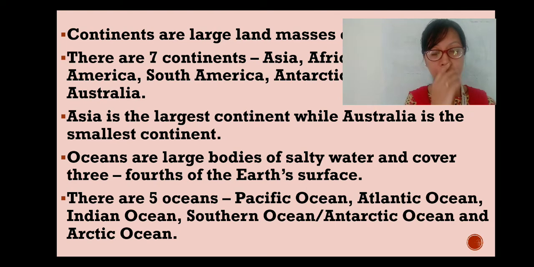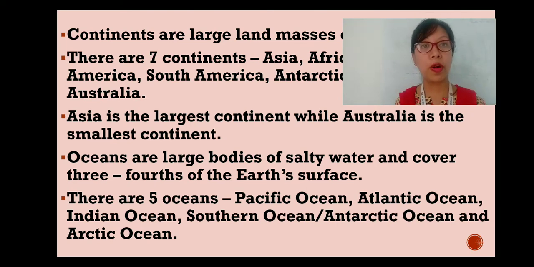Now let's come to the oceans. Oceans are large bodies of salty water and cover 3/4 of the Earth's surface. Now there are 5 oceans: Pacific Ocean, Atlantic Ocean, Indian Ocean, Southern Ocean, which is also called the Antarctic Ocean, and Arctic Ocean.